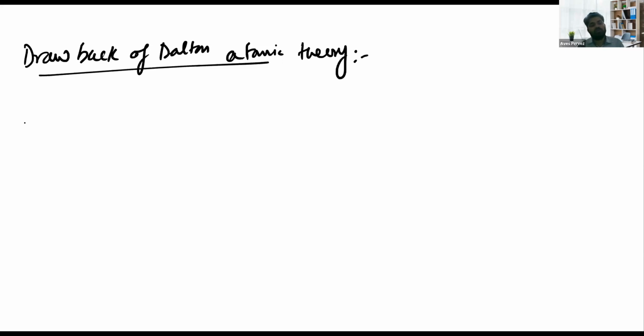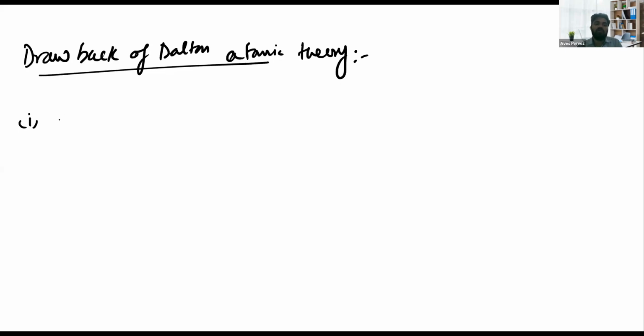Drawbacks. The first drawback was that he said atoms are indivisible. That holds for the chemical reaction, but some teachers write that atoms can be further broken into subatomic particles like electron, proton, and neutron. I'm just reminding you, during a chemical reaction it does not break. It breaks in nuclear reactions.